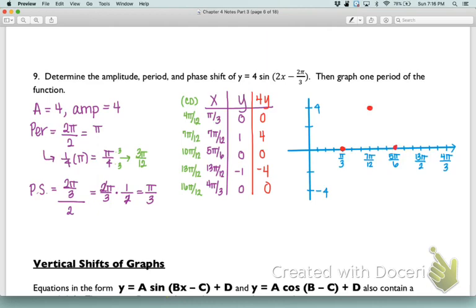And then 0. And then negative 4. And then back to 0. One period of the sine curve right there.